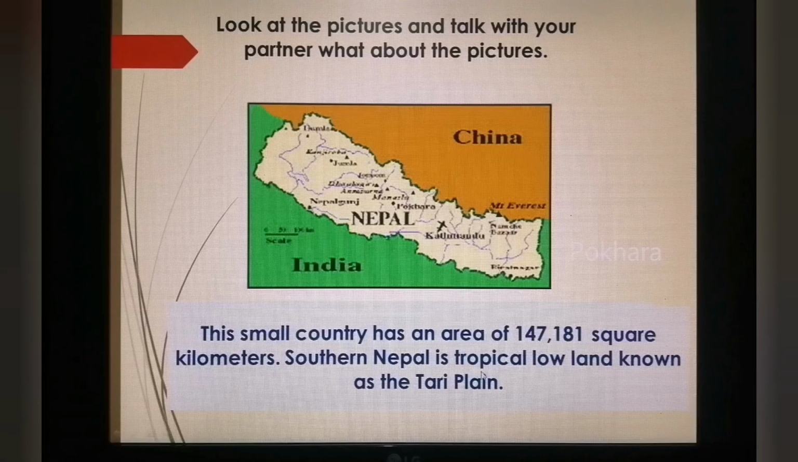Southern Nepal is tropical lowland, known as the Terai Plain. Students, memorize the information, or you can learn it by heart, that Southern Nepal is tropical lowland, known as the Terai Plain.